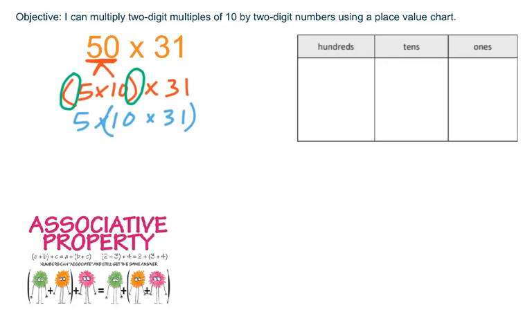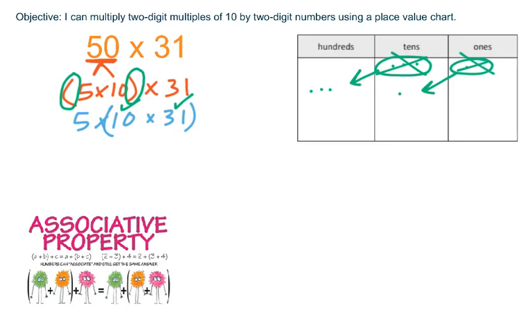So if I think about, okay, I'm going to represent one of these numbers in the chart. Well, I'm going to represent 31 first. So I've got 3 in the tens, or 30, and 1 in the ones. Okay, check. My next step, I need to multiply by 10, which means I'm going to be sending it over one column because it's just by 10. So I'm going to now have 3 in the hundreds and 1 in the tens. So I'm done with those.